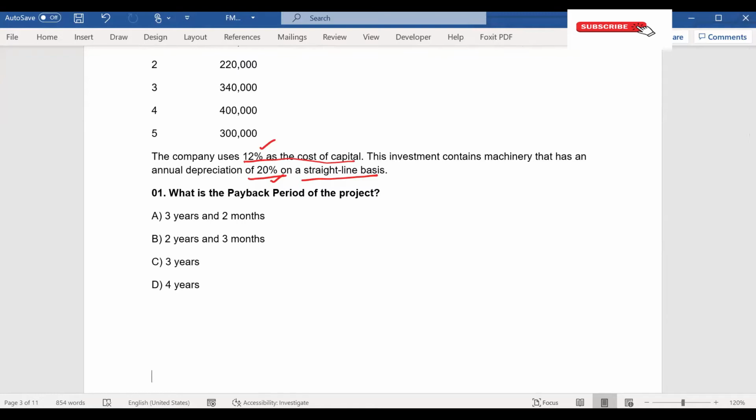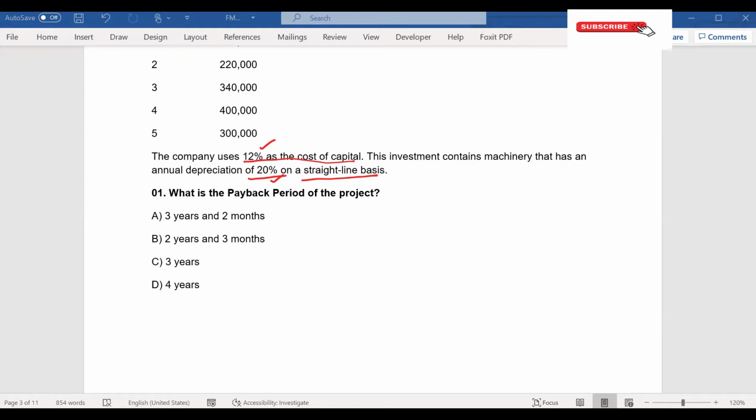Now, what is a payback period? The payback period refers to the amount of time it takes to recover the cost of an investment. In other words, we can say the payback period is the length of time that an investment reaches a break even point. Okay, so if the break even point is shorter, it will be an attractive investment. Shorter the payback, it's very attractive.